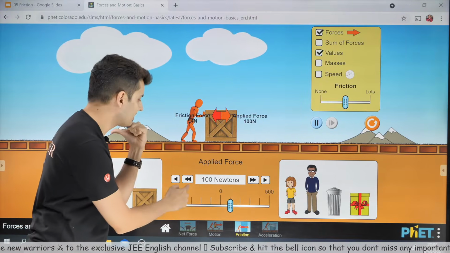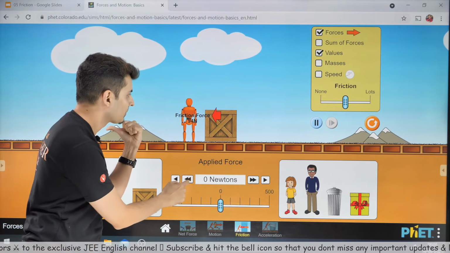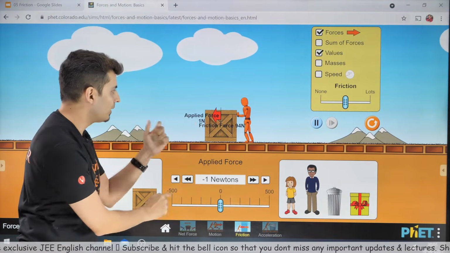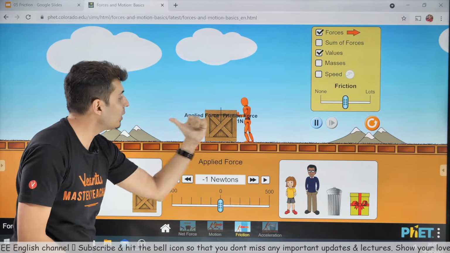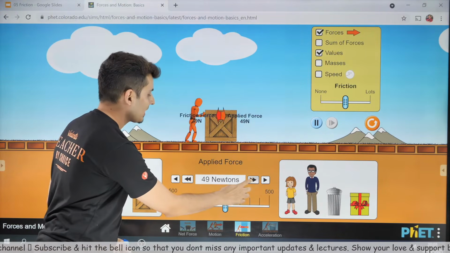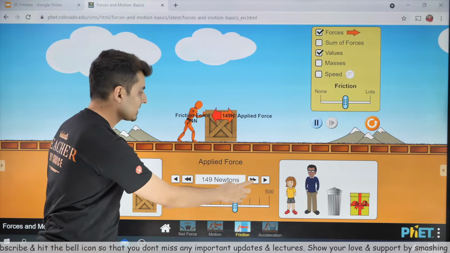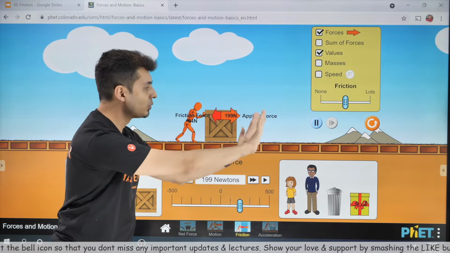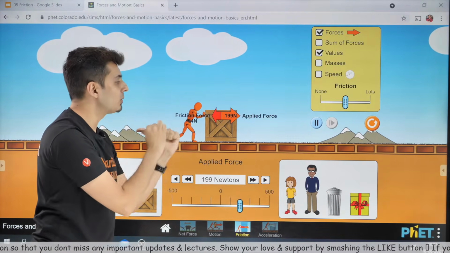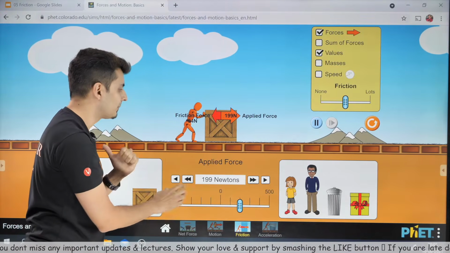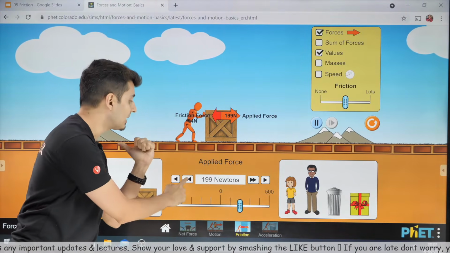Now observe this very interesting phenomenon. I will just apply a force this way. Look at this. I'm applying a force in this direction. The object is moving right side. The friction is acting towards the left side. Correct? Friction is towards the left side.